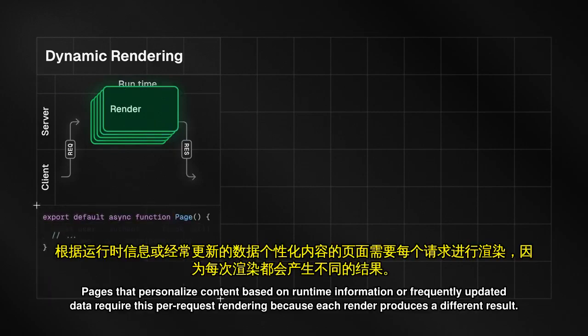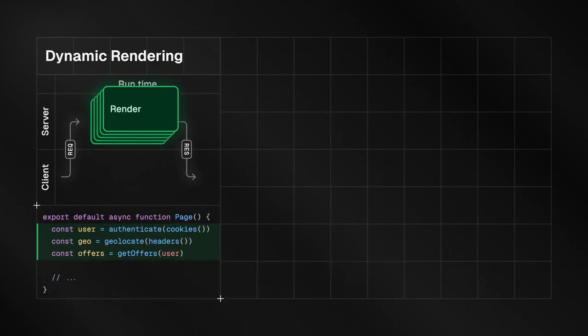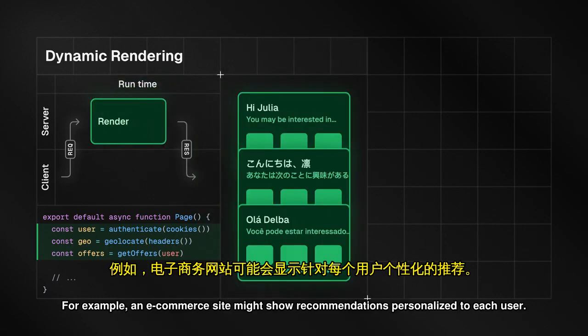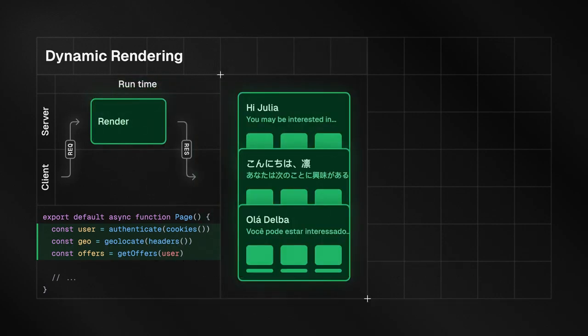Pages that personalize content based on runtime information or frequently updated data require this per-request rendering because each render produces a different result. For example, an e-commerce site might show recommendations personalized to each user.